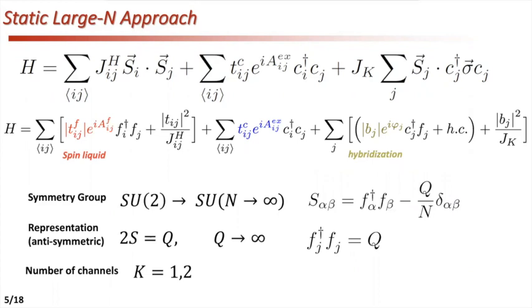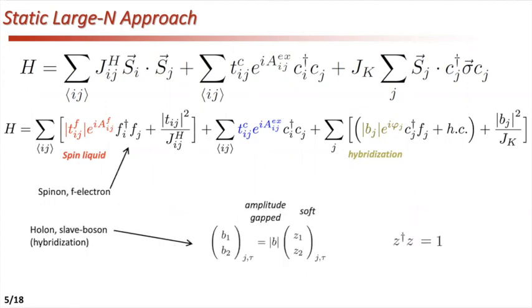This f electron was introduced via this representation, and there will be an emergent gauge field. So it will be a U(1) spin liquid coupled to a U(1) gauge field. The electrons remain electrons, but the Kondo effect becomes a hybridization between these c and f electrons. So this b is a hybridization. Now, the main players in what I'm going to tell you are this f electron, which are spinons, and those b bosons, which are responsible for hybridization. We may call them holon or slave boson.